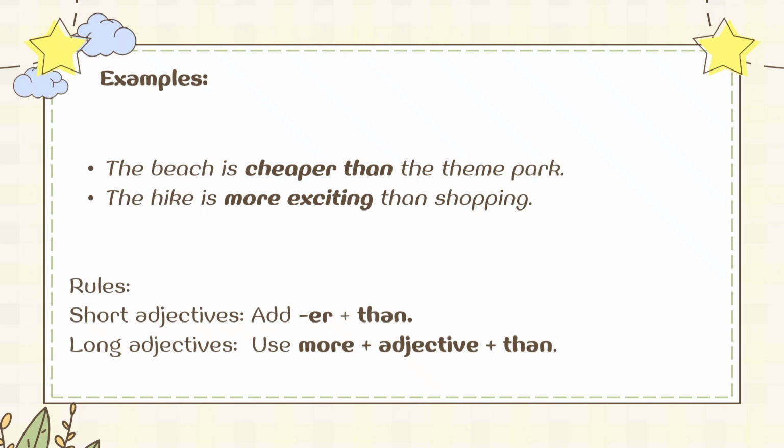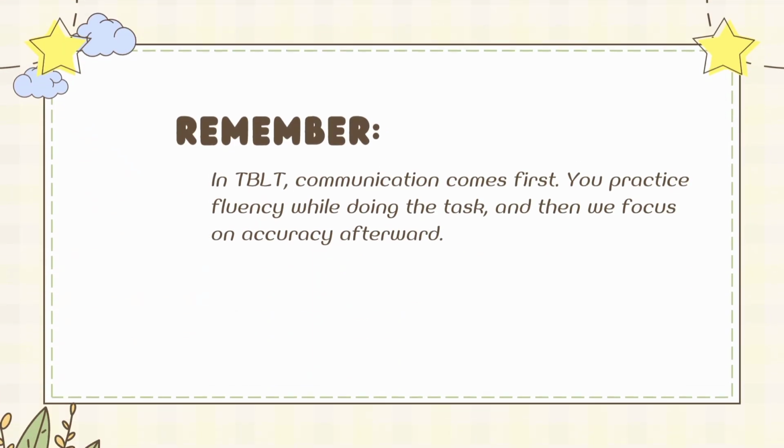Here's a simple rule. If the adjective is short, like cheap or tall or happy, you add adjective plus -er plus than. If the adjective is long, like exciting or expensive, use more plus adjective plus than. This way, you can compare ideas clearly when making decisions. Always remember, in TBLT, communication comes first. You practice fluency while doing the task, and then we focus on accuracy afterward.